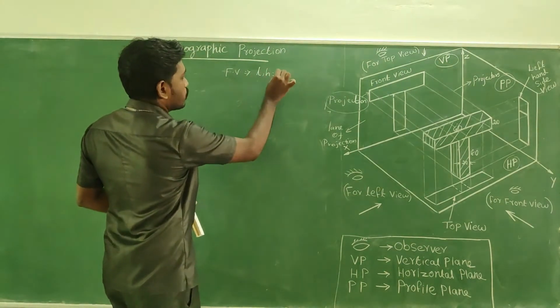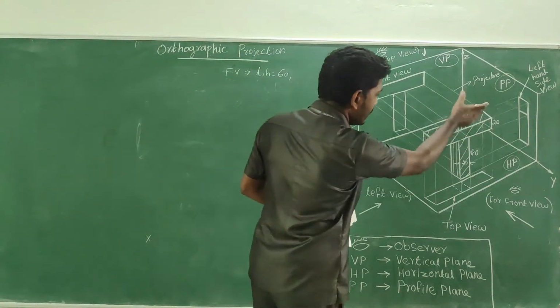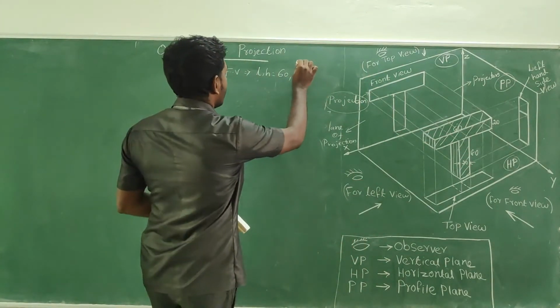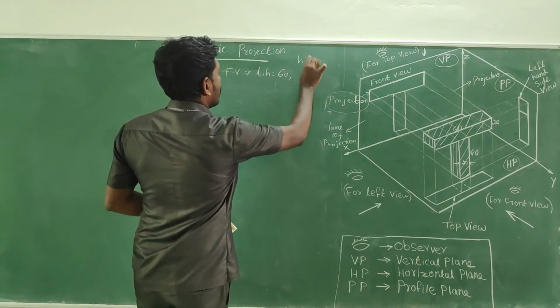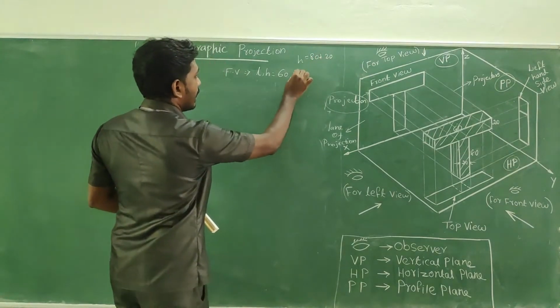Length and height. What about the length here? It is 60. And what about the height of the object, the entire object? 80 plus 20. How much do we get? 100.